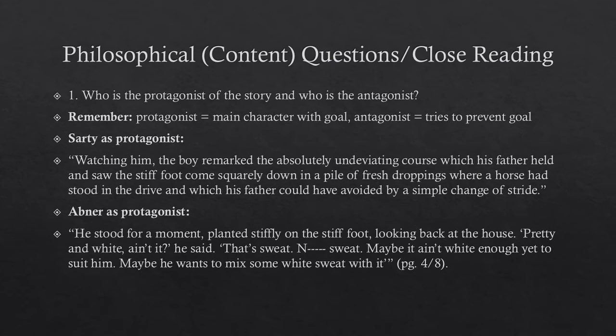Primarily through the use of color. With Despain's house, that Abner wants to burn being this vivid, bright white, and Abner specifically saying here that slave labor makes the house white. And then he says maybe it's not white enough yet. Maybe he wants to mix white labor in with the slave labor.